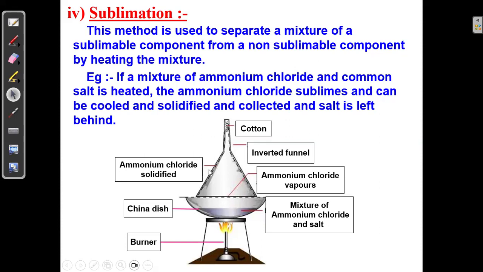When it enters the gaseous state and reaches the top of the funnel, the top of the funnel is cool as compared with the china dish. So you will be getting your ammonium chloride moving through this funnel and reaching over here. Since there is no space for the ammonium chloride vapors to move out, once you turn off the fire, all the ammonium chloride vapors which have evaporated are sticking to the walls of the funnel, and they will solidify as the temperature cools down. All the vapors will solidify on the inner walls of this funnel. Okay.